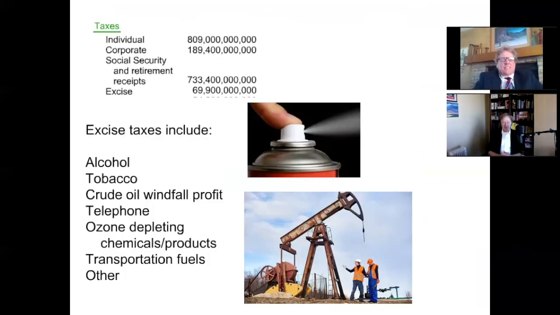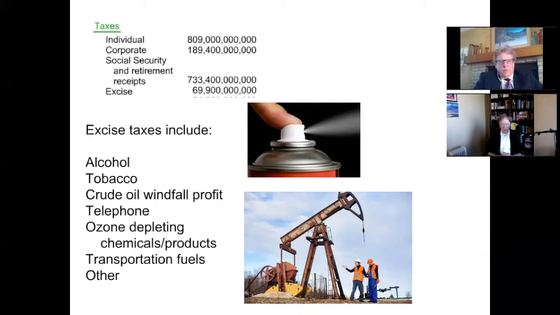The excise taxes included in this $69 billion include alcohol, tobacco, crude oil, windfall profit, telephone tax, ozone depleting chemicals and products, transportation fuels. And then I love this, other. Yes, and what comes to mind here is I noticed we were talking about in the last slide, a lot of what's happening here is this taxation is meant to discourage negative externalities. That's a great concept. For people who've only studied macro, I love that you brought that microeconomics in here.